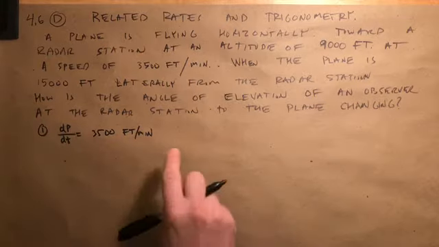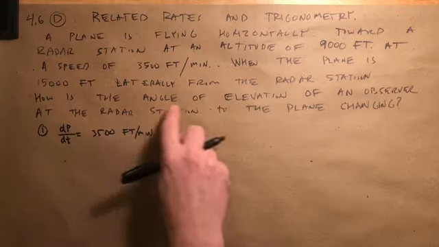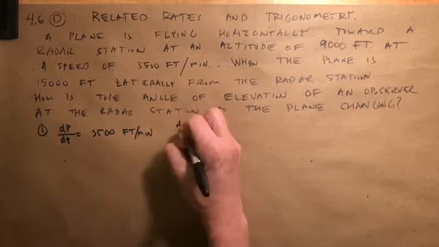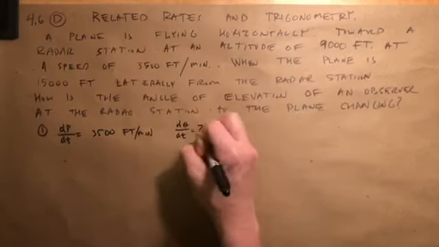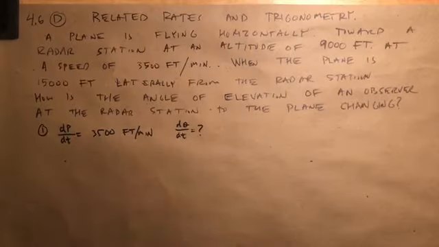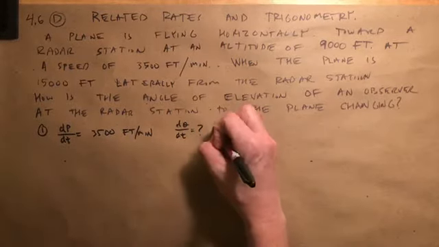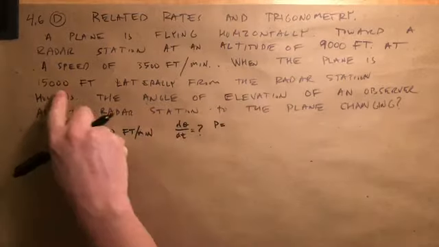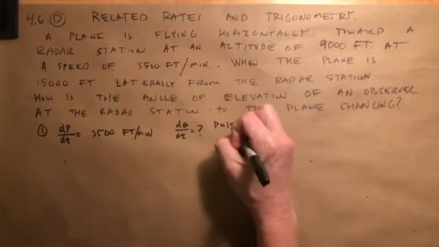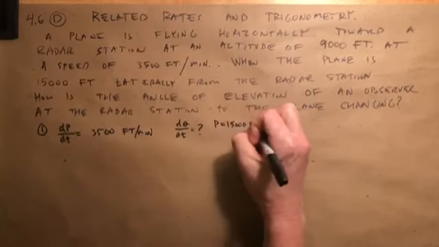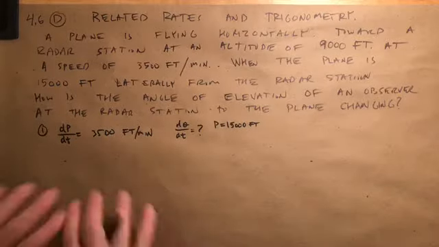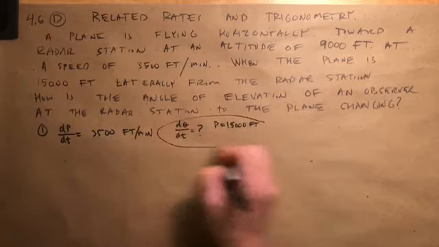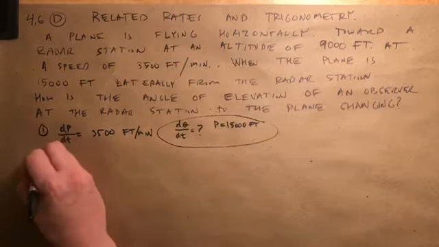We also want to know how an angle is changing. And so we're going to need d theta/dt, and that's our unknown. And when do we want that? We're going to want that when the plane is 15,000 feet from the radar station. Okay, so here's our information, here's our unknown, and now we're going to have to draw a diagram.